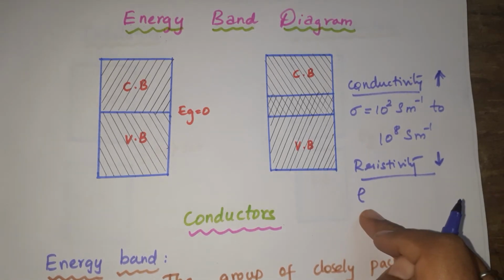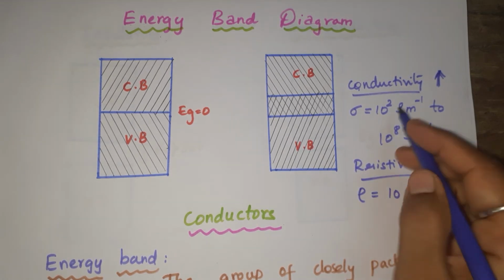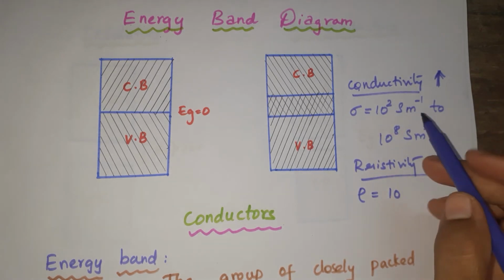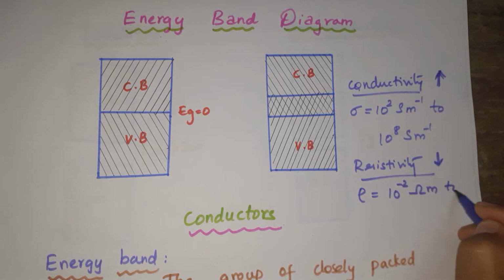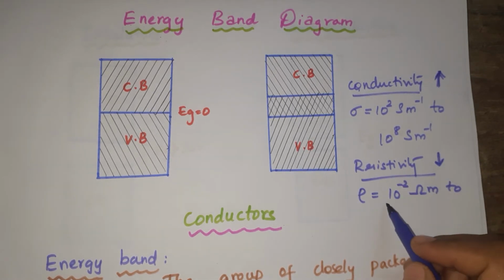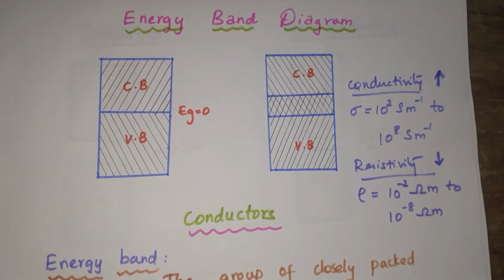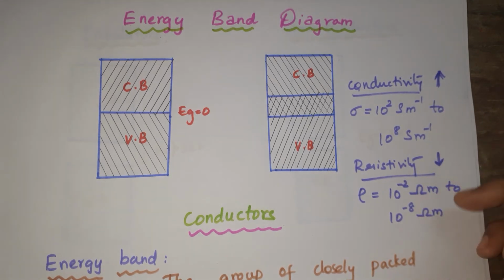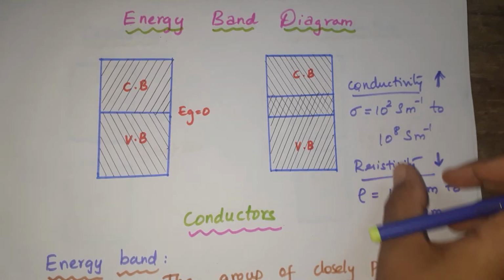We denote the symbol for resistivity as rho. Here the conductivity is 10 power 2, and inversely proportional means we take 10 power minus 2 ohm meter. The other value is 10 power 8, so the resistivity value here will be 10 power minus 8 ohm meter. Conductivity and resistivity are inversely proportional to each other, so if one increases, the other decreases. That is why I mentioned the values here.